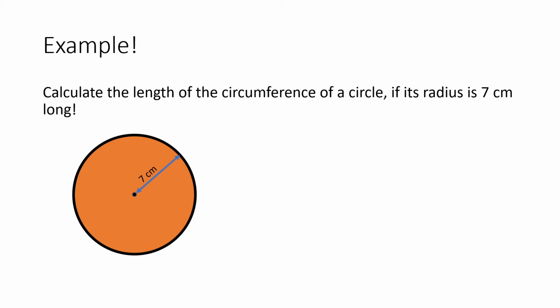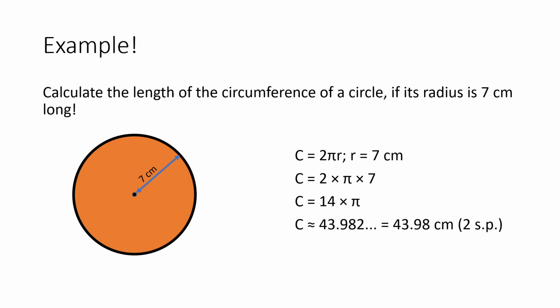Here, we are asked to calculate the length of the circumference of a circle if its radius is 7 centimeters long. As mentioned earlier, one of the ways of calculating the circumference is by multiplying the radius by pi and by 2. 2 times pi times 7 is equal to 14 times pi, which is approximately 43.982.